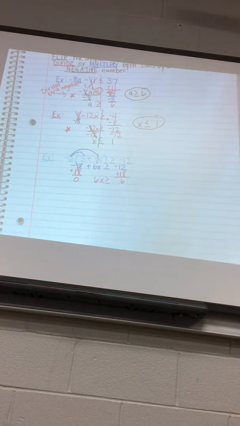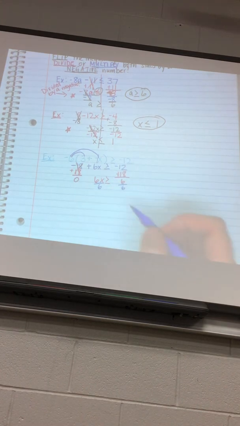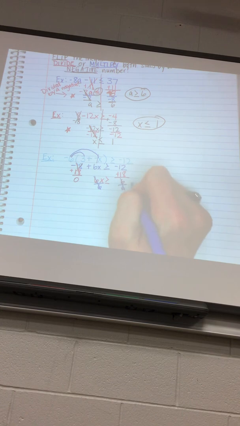Well, all we have to do now is divide the 6 off, and it's not negative, so we're not flipping the sign. That leaves you with just x, and this leaves you with 1. Okay, so x is greater than or equal to 1.